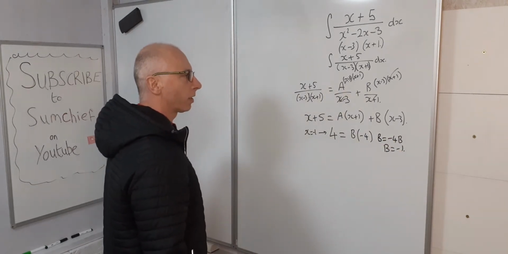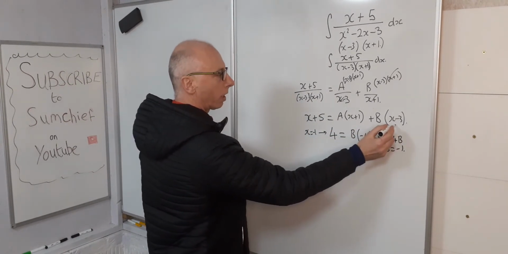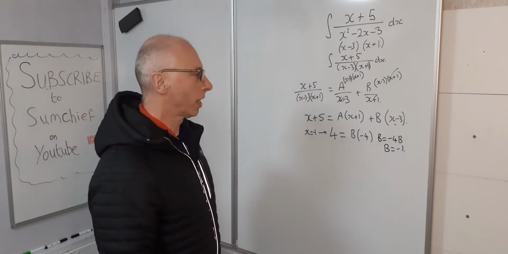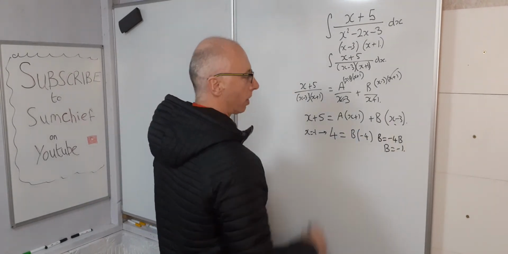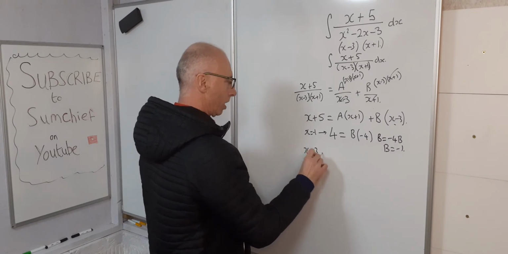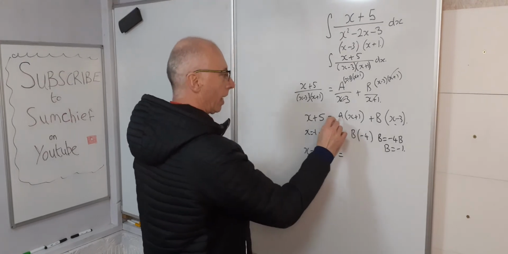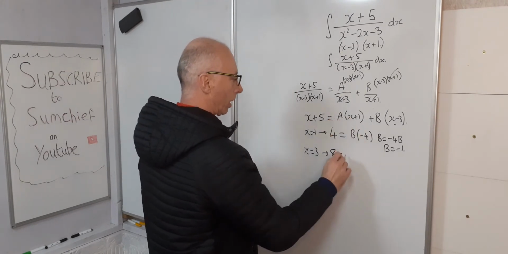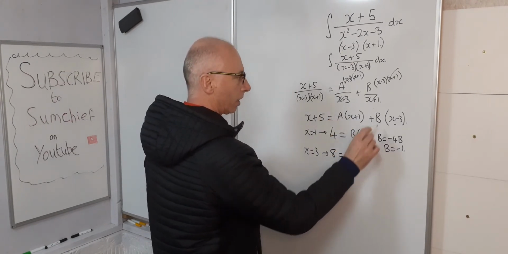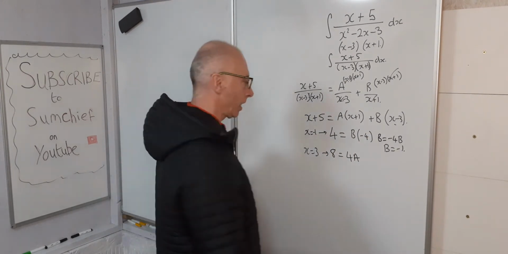Okay, so that's good. Now to make this one disappear, we plug in x equals 3. 3 minus 3 is 0. So for x equals 3, 3 plus 5 is 8. 3 plus 1 is 4, so that gives us 4A. This one disappears. 4A equals 8. That means A equals 2.